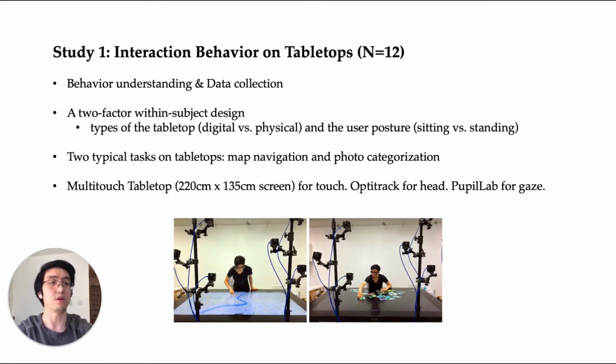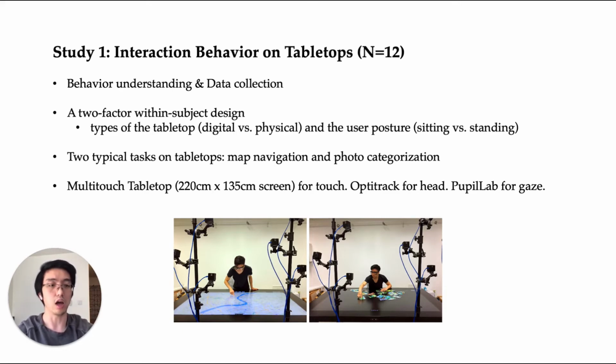To answer the first research question, we conducted a user study to compare the current behavior pattern on the digital tabletop and a normal physical tabletop. Meanwhile, the data collected from this study can also be used to train machine learning models for later usage. We use a 2-factor within-subject design. The 2 independent variables are the type of tabletop and the user posture, with a Latin square design. 12 users were asked to complete 2 common tasks on tabletops: map navigation and photo categorization. During the study, all of their behavior data, including touch, gaze, and head orientation, were captured through multiple tracking systems.